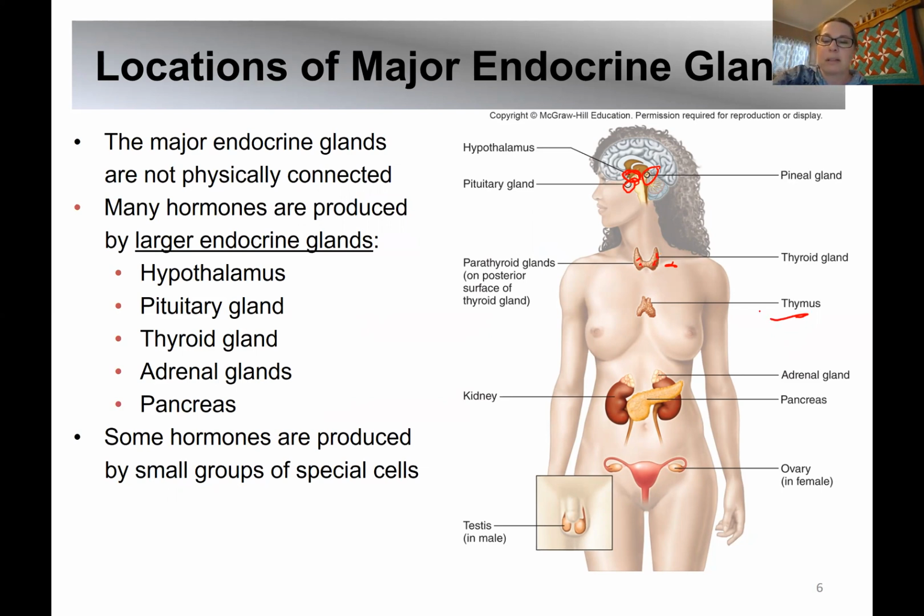Then we have the thymus, the pancreas, remember the adrenal glands that sit on top of the kidneys. We've seen how the kidneys act as hormone secretors to help with blood pressure regulation and so forth. And then the ovaries and the testes. And so those are kind of an overview of some of the major glands. There are more, but we're not going to cover all of those in this particular class.